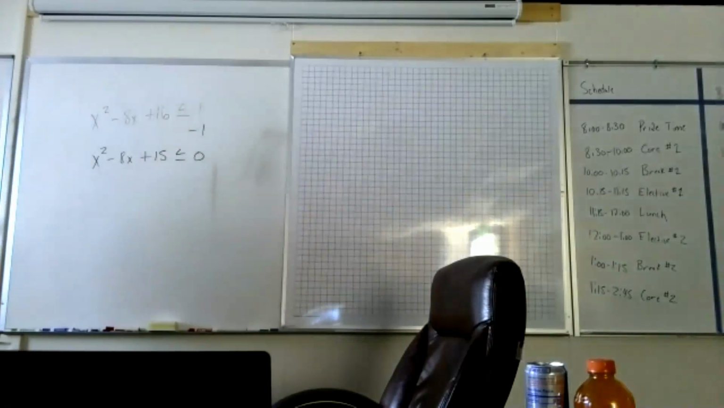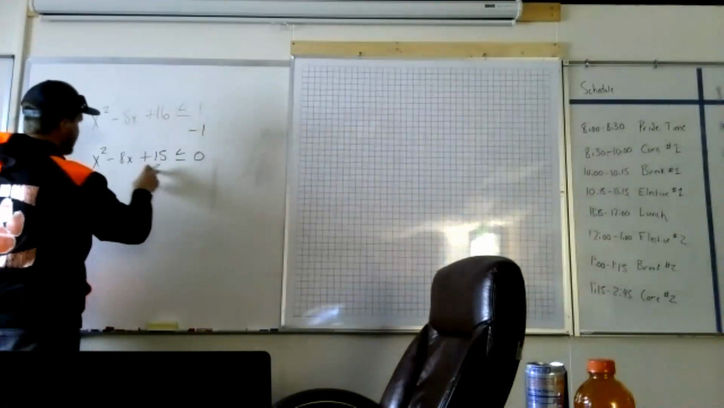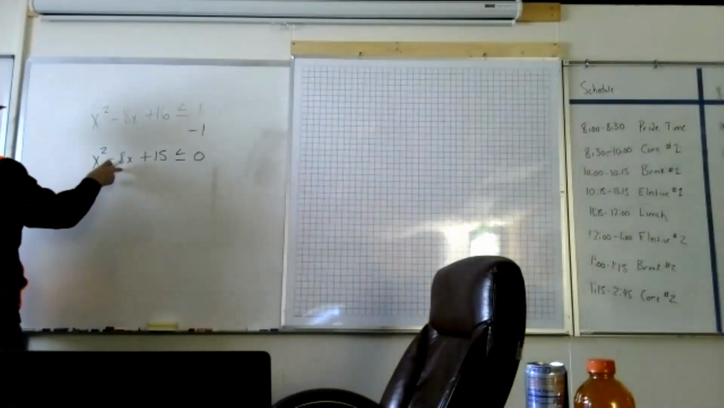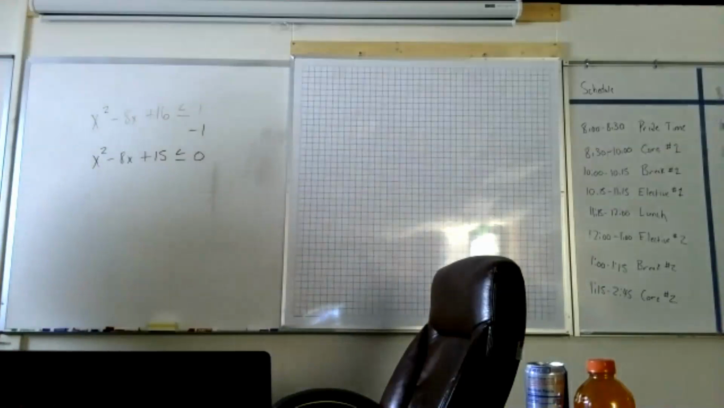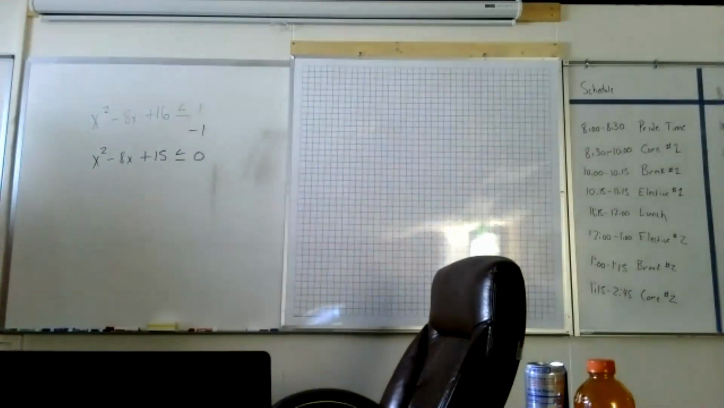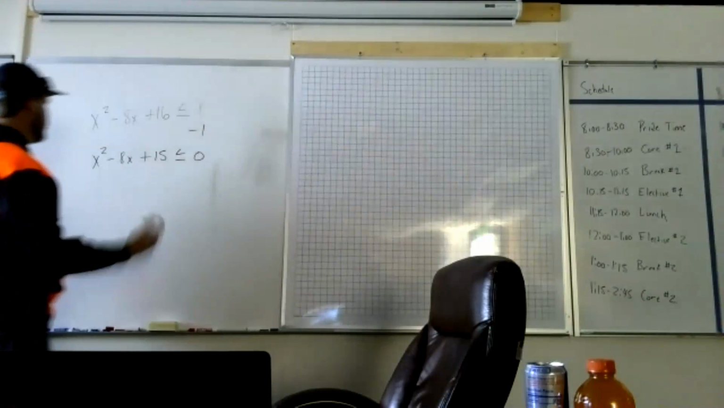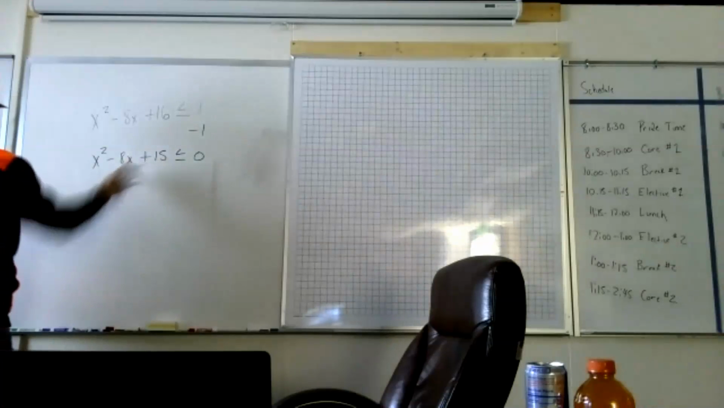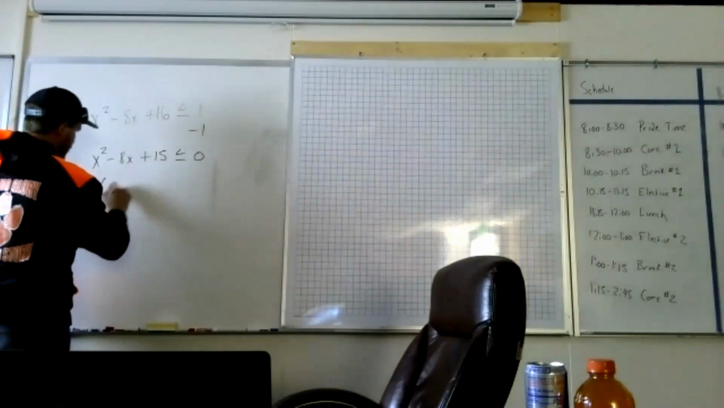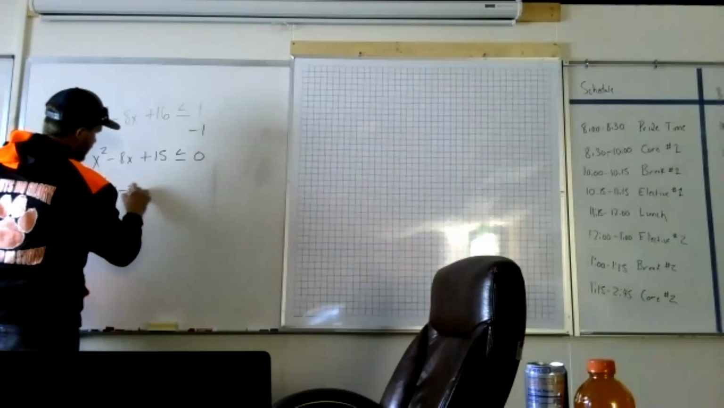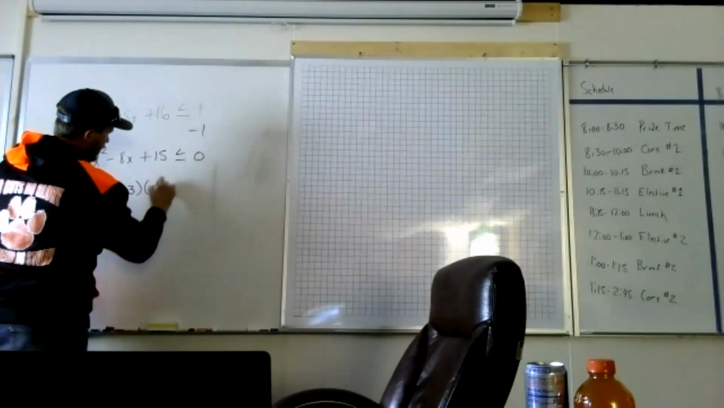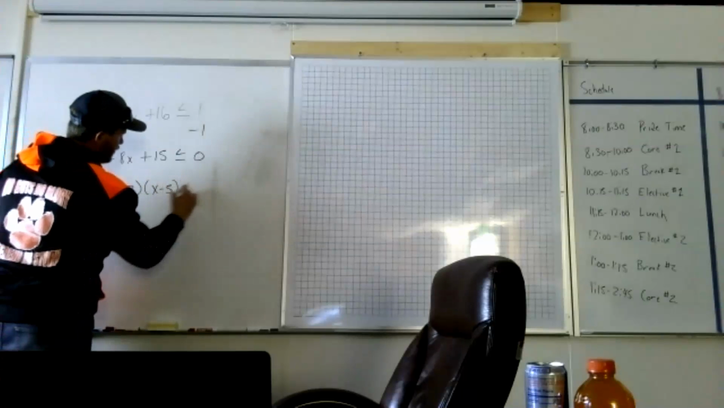I'm thinking of two numbers that are going to multiply to be a positive 15 and add up to be a negative 8. The two that come to my head are a negative 3 and a negative 5. They multiply to be 15, and they add up to be a negative 8. So this, in its factored form, can be written as x minus 3 times x minus 5.